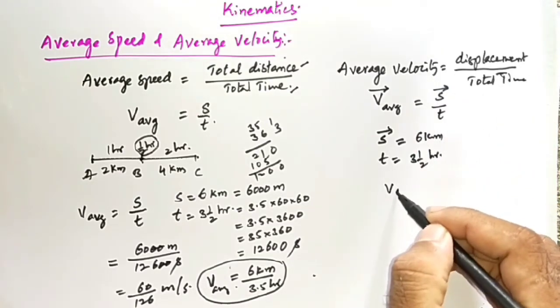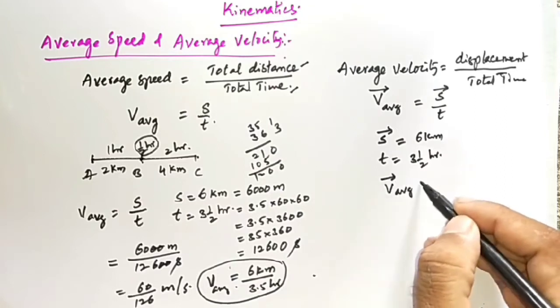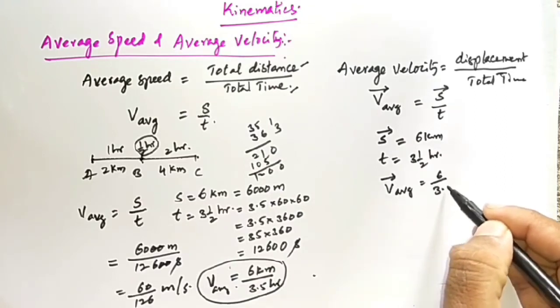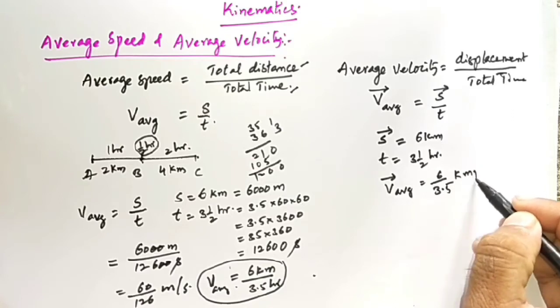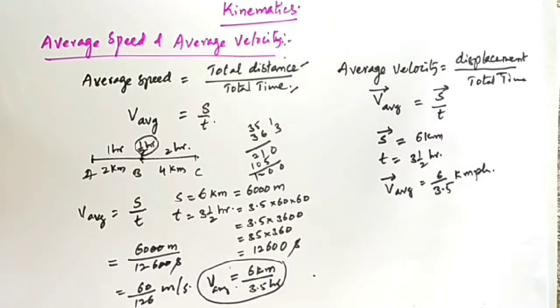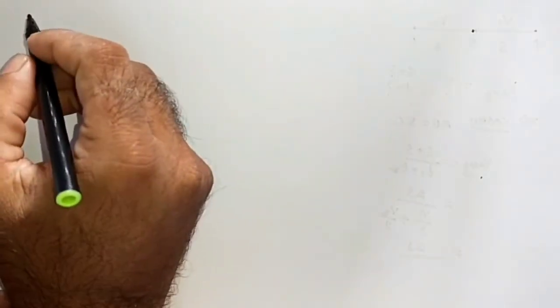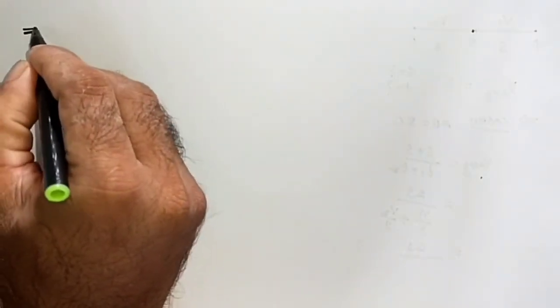Then average velocity will be how much? 6 by 3.5 kilometer per hour. Understood? So you can simplify this. In this way one can calculate average speed and average velocity of the body, right? Now let us see some more things.